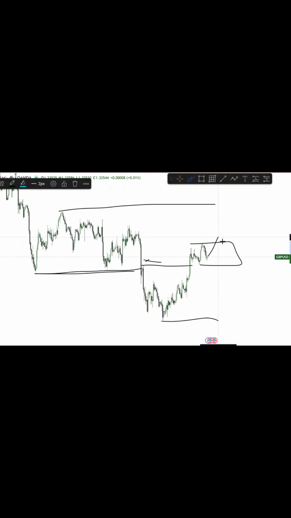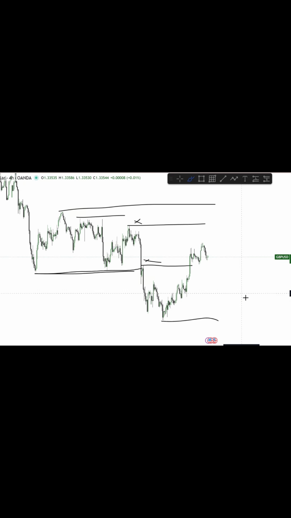If we don't see that and we see price come up again, breaking the high, I'll then be looking at one of these points of liquidity up here to then be that fuel to push price back down towards the lows again. It's a bit of a waiting game.